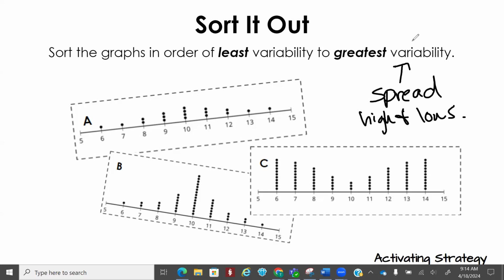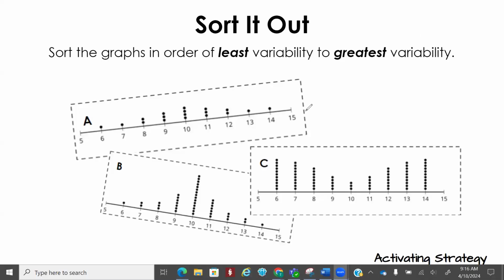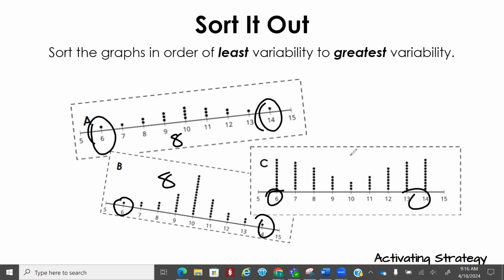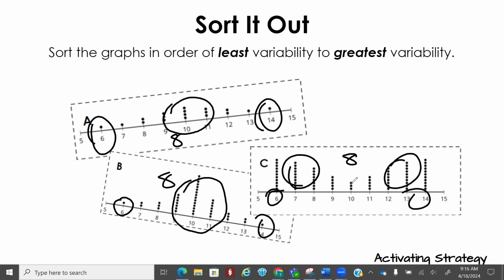So I want you to look at these three graphs and tell me which one is the least variable to the most variable. They all have the same range. In order to find the range, we take our high and subtract our low, which is 8. Now, looking at these, most of our data on this one is in here, and most of our data in this one is here and here. So which one is most spread out? I think it's C as well. Between these two, which is the least spread out?